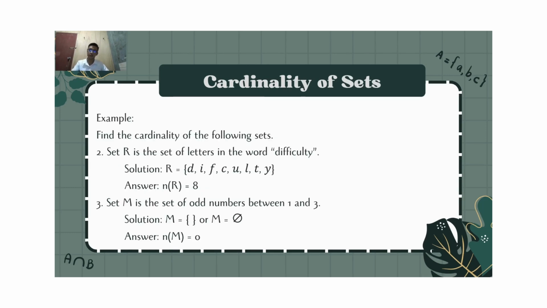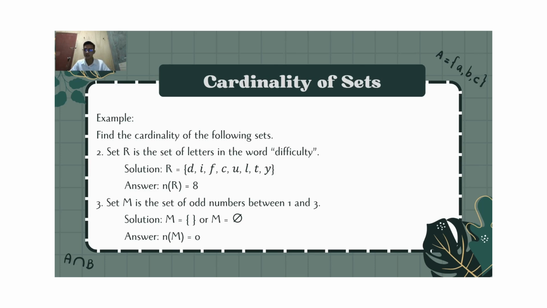All right. Another example, we have set R, the set of letters in the word difficulty. Okay. So we can see here on our solution that R has only 8 letters because the letter F, the double F, we don't count the other F, right? So in the word difficulty, we have letters D, I, F, C, U, L, T, Y, and it is equal to 8. It contains 8 elements.